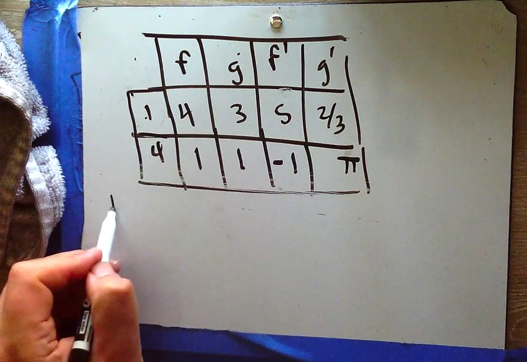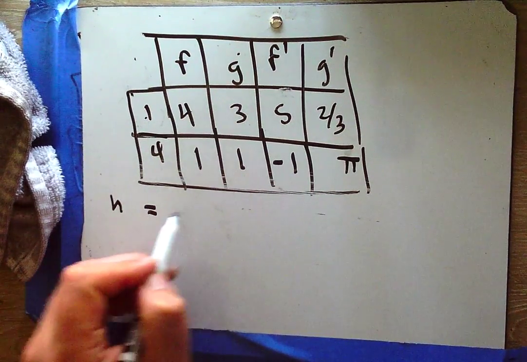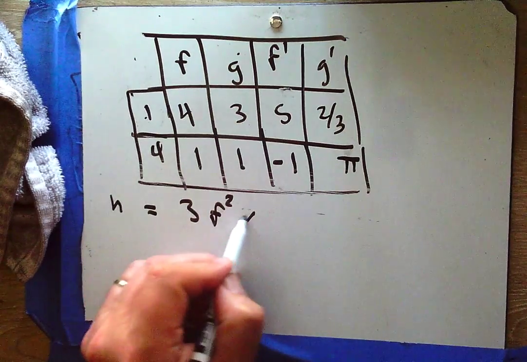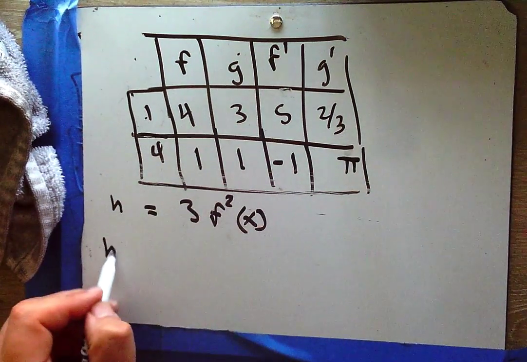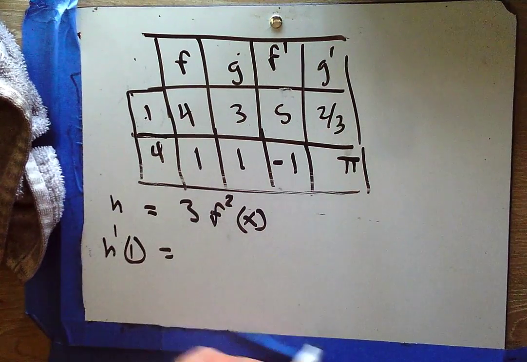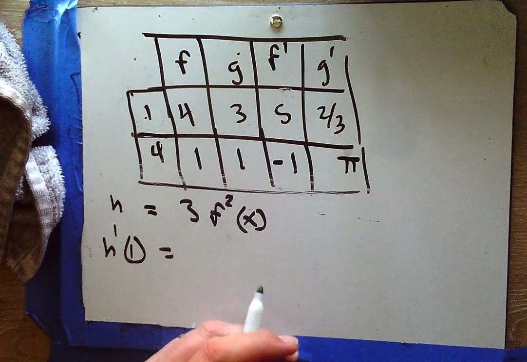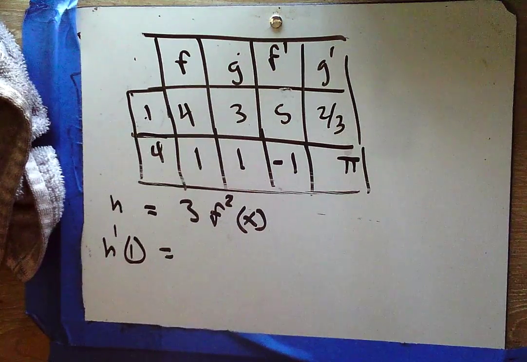Okay, I think you know what we're doing now. So let's say that this time h equals 3f squared, and I'm looking for h prime of 1. Okay, give it a try. Come back when you're done.